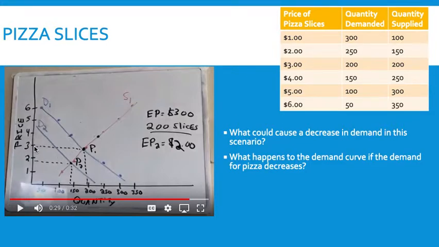Imagine we were at $3. If price were to stay at $3, we'd have suppliers wanting to produce 200 pieces of pizza, but consumers at $3 are only going to want to buy 100 pieces of pizza. So we'd have extra pizza, a surplus of pizza. We have 100 extra pieces of pizza. So when suppliers realize demand's going down, so they don't end up with extra pieces of pizza and throwing it away, they want to be efficient, maximize profits, they lower their price, they get more people to buy their pizza so they don't have a surplus.